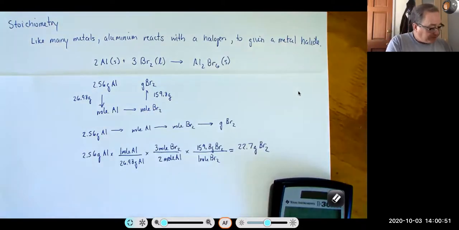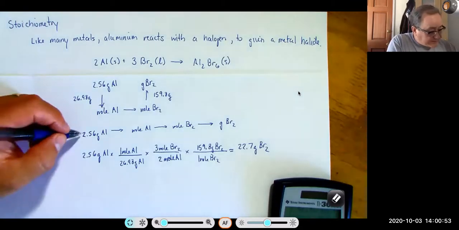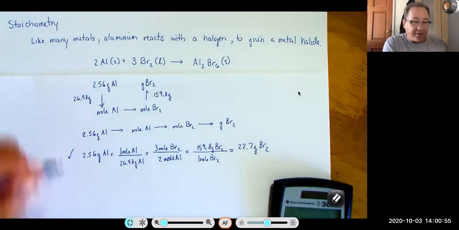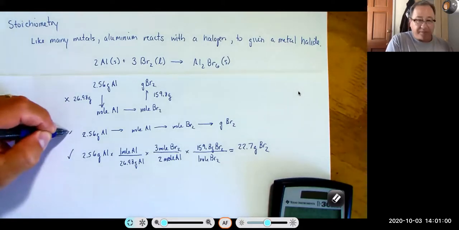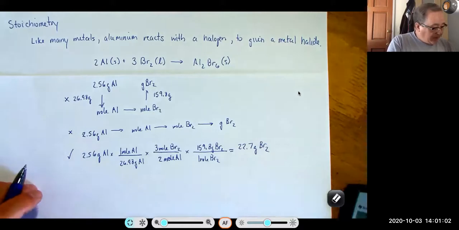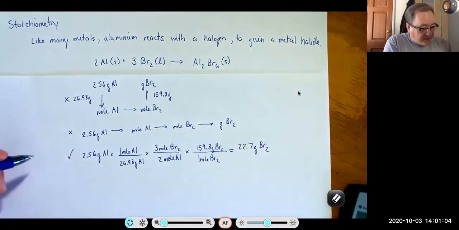So that's your answer. Now, I don't expect to see this here, but I do expect to see this as part of your answer. And I don't expect to see this here or this here as part of your answer. So that is the grams of Br2.